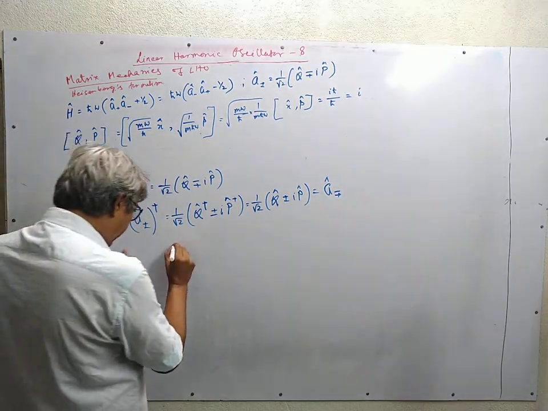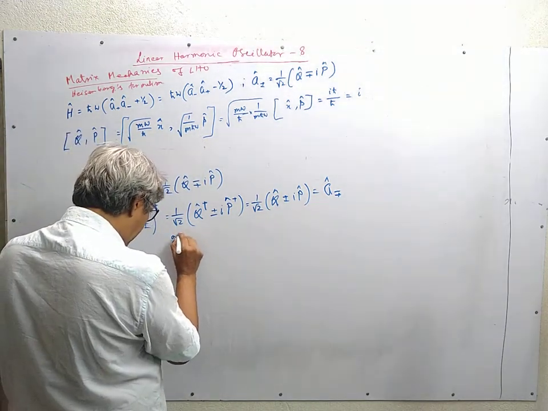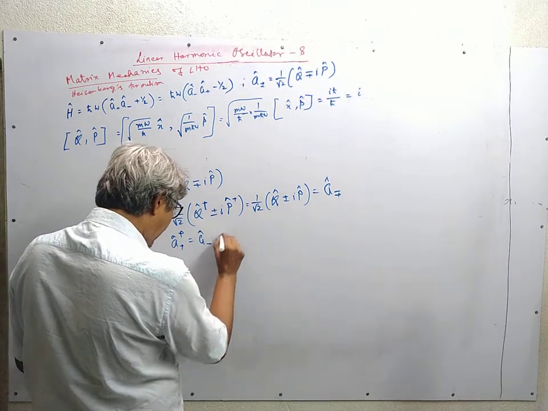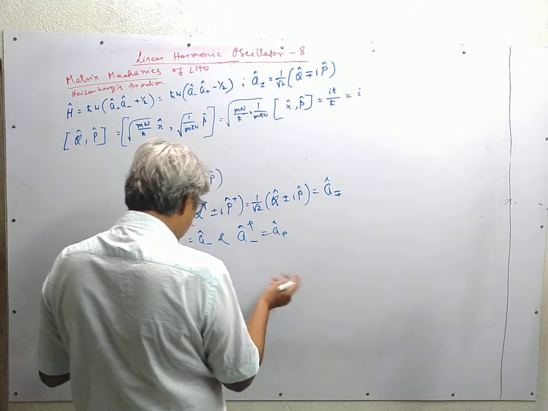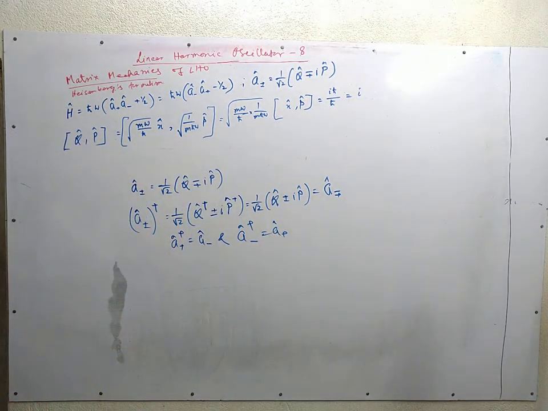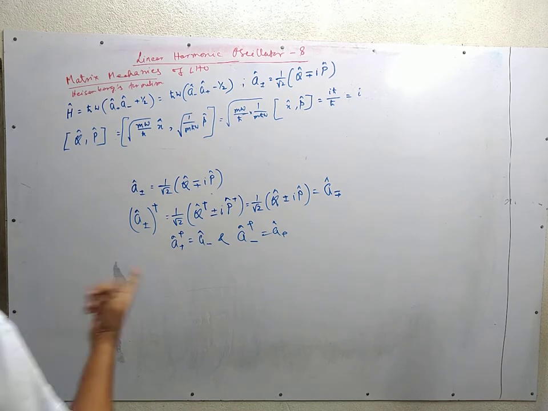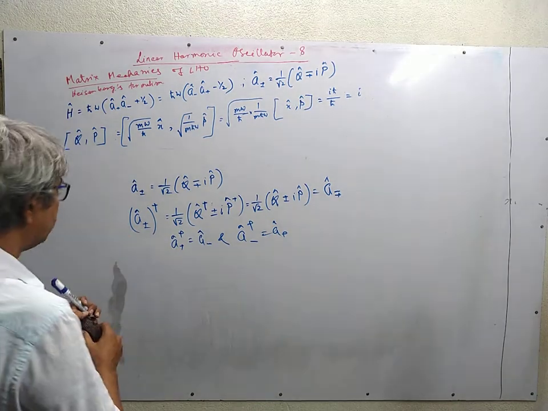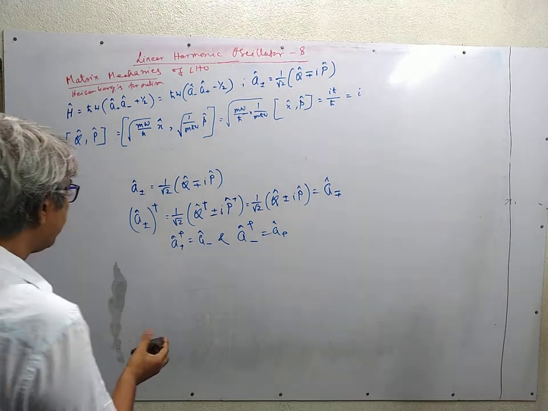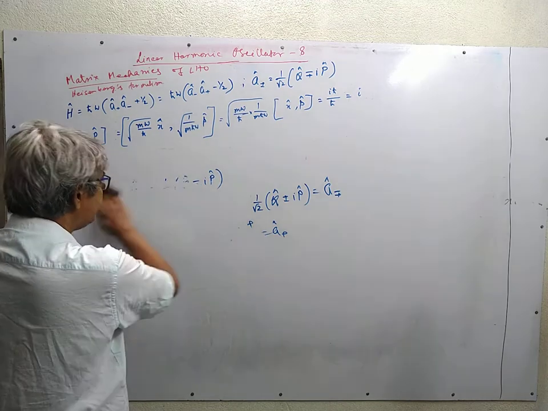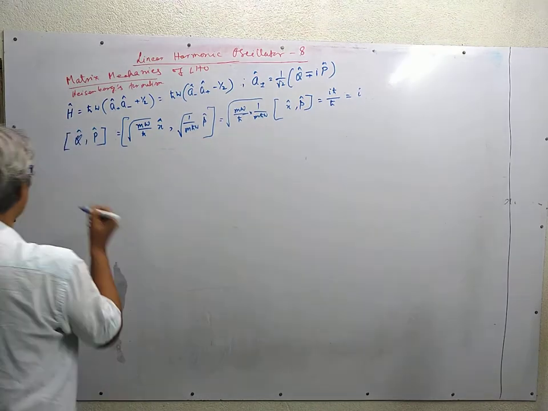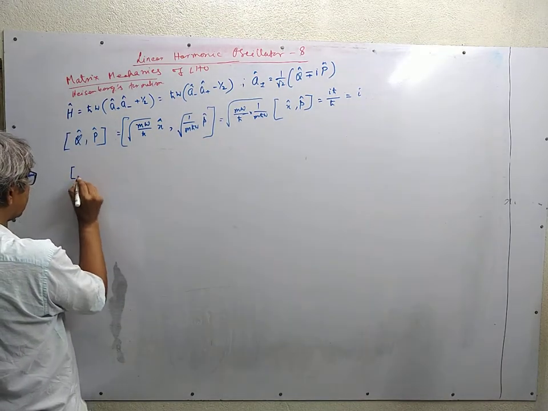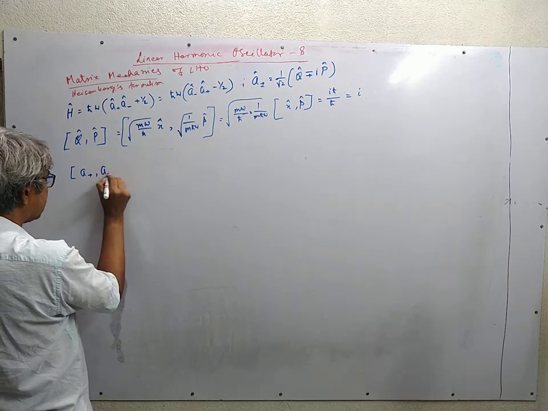That is to say, the Hermitian conjugate of A plus is A minus, and the Hermitian conjugate of A minus is A plus. So these A plus, A minus are not Hermitian operators, but one is the Hermitian conjugate of the other. Keep this in mind. This is an important property, which will be utilized. Now we will look for the commutator of A plus, A minus.